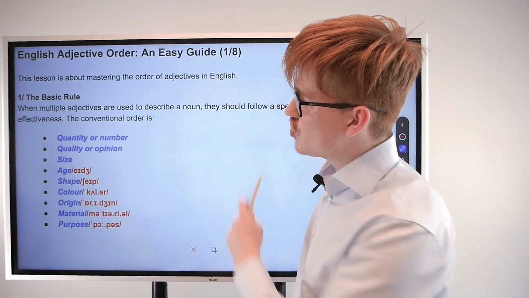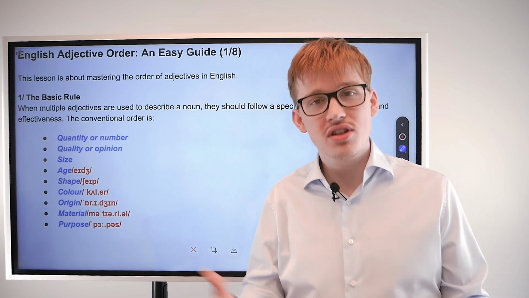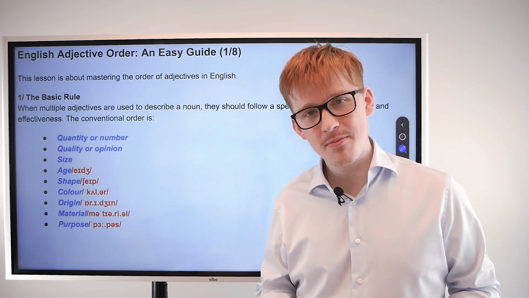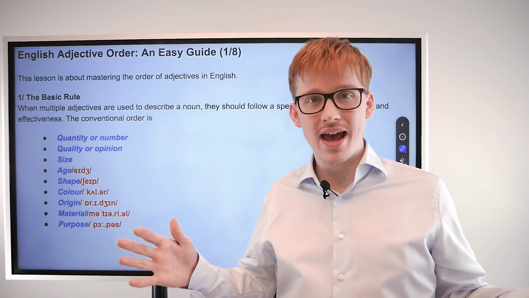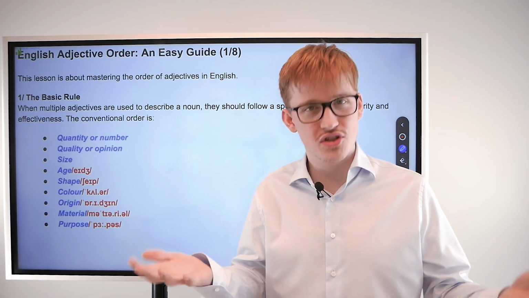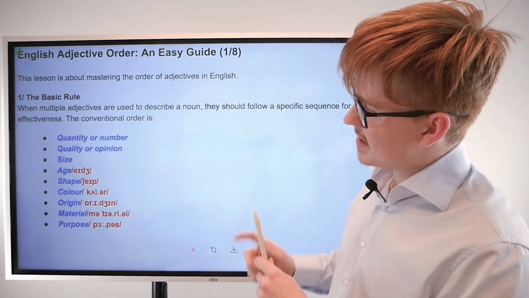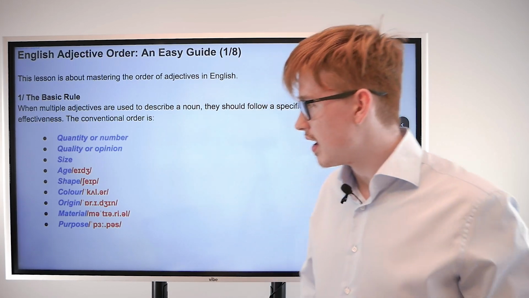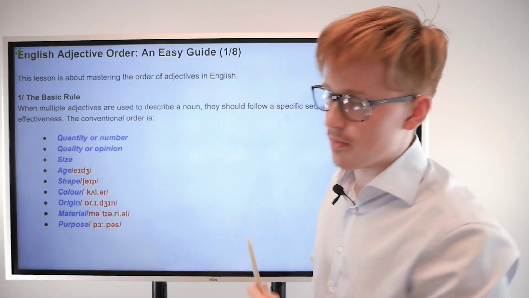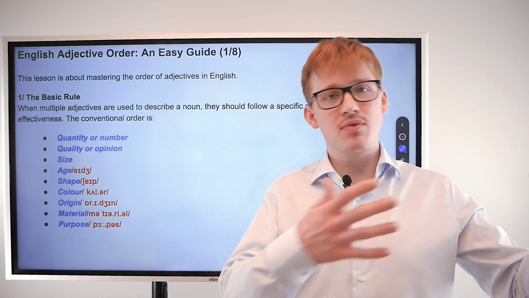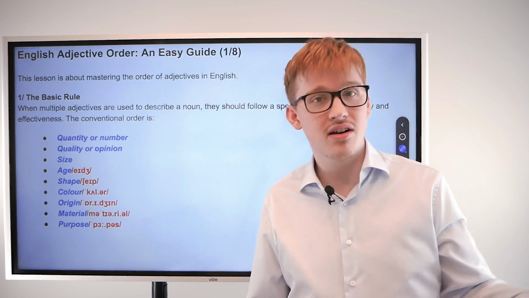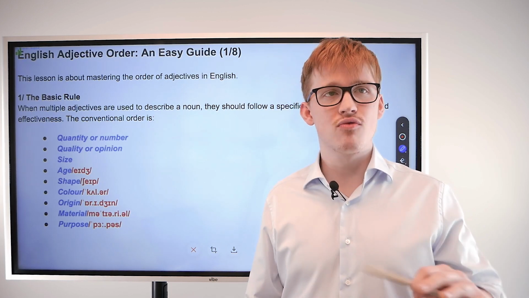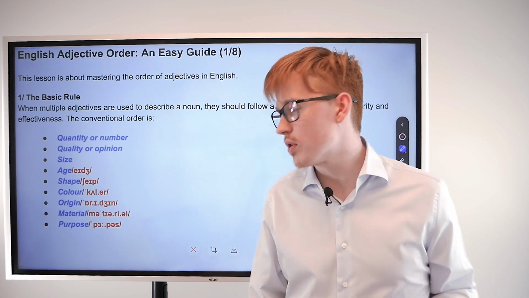Next, we have age. So how old something is, how long something's been around. Next, we have shape. So our shape is if it's a square, maybe it's a circle, a rectangle, and so on and so forth. Next is the color. So the color of something, is it red, is it blue, is it green, is it yellow? We go on to the origin of something. Where was it made? Was it made in the Victorian days? Is it something like this? The material, what is it made of? Is it stone? Is it rock? Is it silk? You see what I mean.